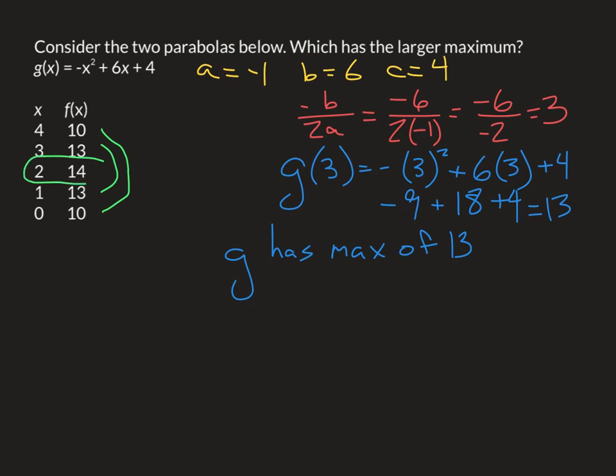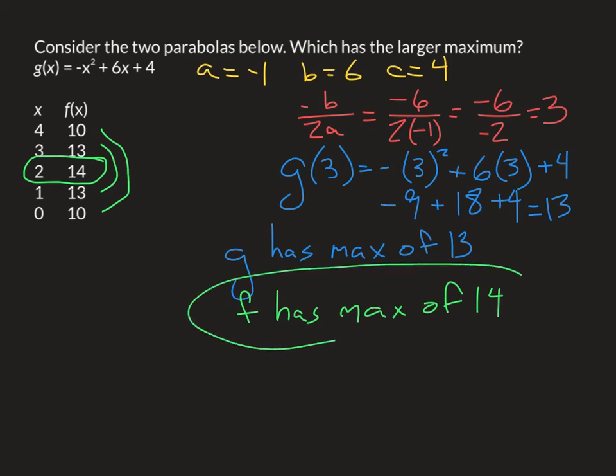So this point must be the vertex, which of course is going to give us where our maximum occurs. And notice that the y value of 14 is the largest y value there is in the graph. All the other ones are lower, and since it's a parabola, it should continue lower. So our function f has a max of 14. So which one has the larger maximum? It's function f. 14, of course, bigger than the other maximum.